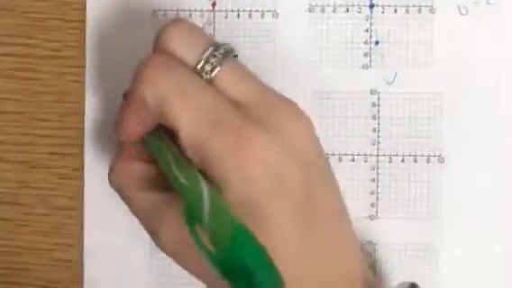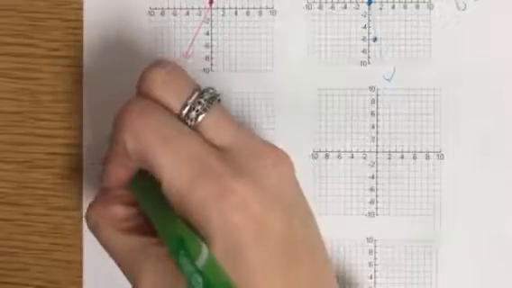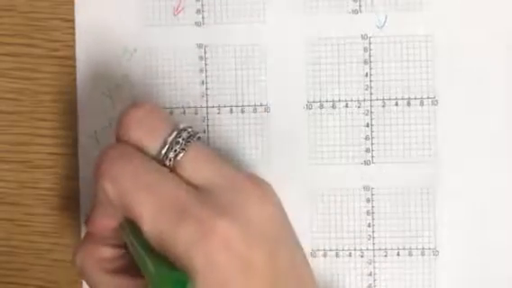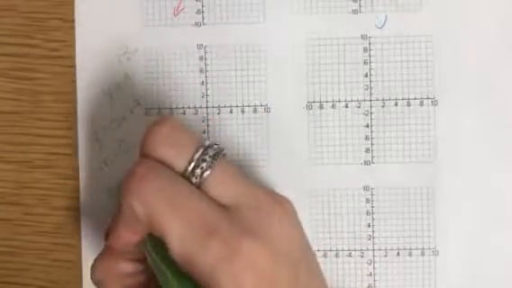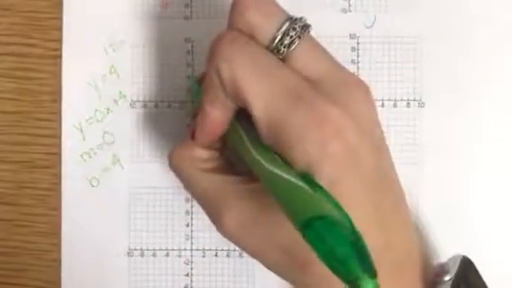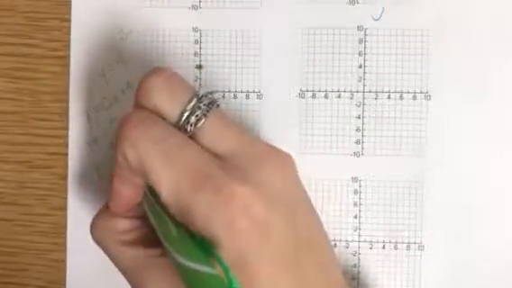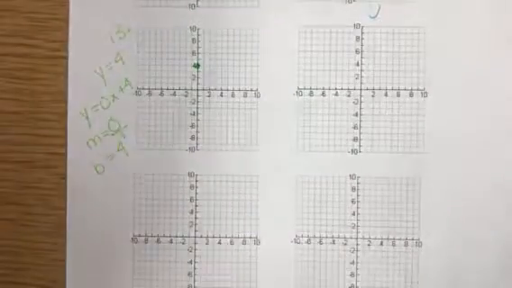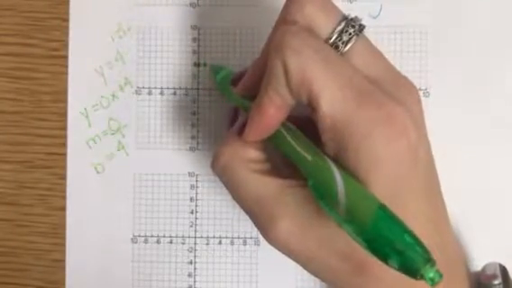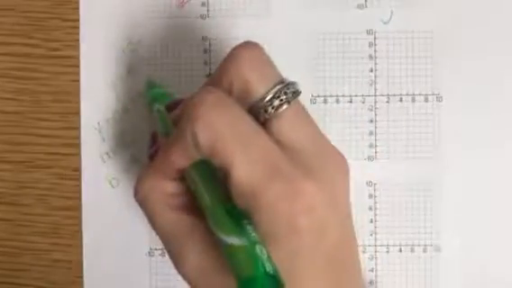If we look at number 13, we have y equals 4. We said this would be the same thing as y equals 0x plus 4, so this tells us our slope is 0 and our y-intercept is 4. So I'm going to start at 4, always on my y-axis, so always on my vertical. Again, I'm still going to put this as 0 over 1. So when I go to graph this, I'm going up 0 over 1, up 0 over 1. So this is just my horizontal line.